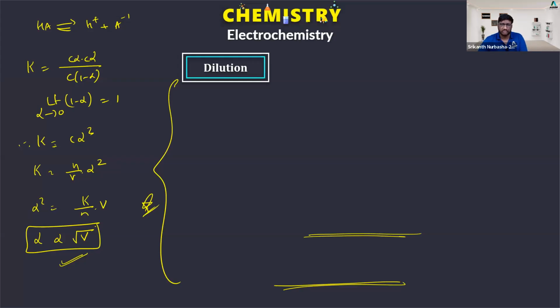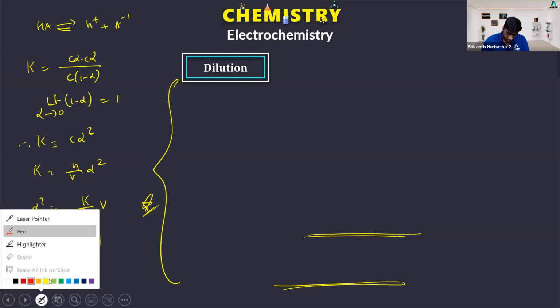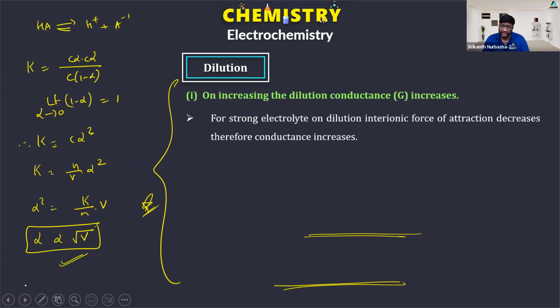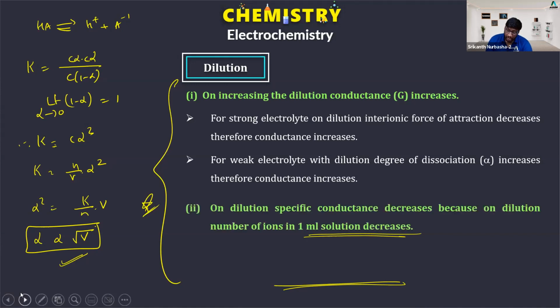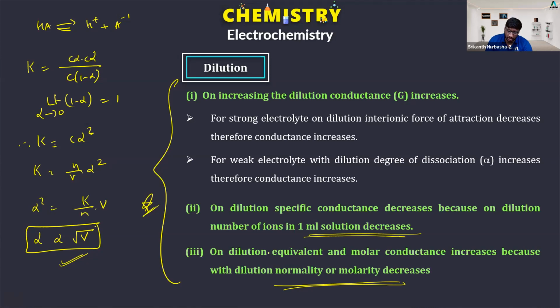Last class, we were discussing the concept of dilution. On increasing the dilution, conductance G increases. For strong electrolytes, it increases because of a decrease in the interionic force of attraction. For weak electrolytes, it increases because the degree of dissociation alpha is directly proportional to the volume of the solution. On dilution, specific conductance decreases because the number of ions in 1 ml of the solution decreases. Molar conductivity and equivalent conductivity increase because with dilution, normality and molarity decrease. These are the points we explained clearly in the last session.